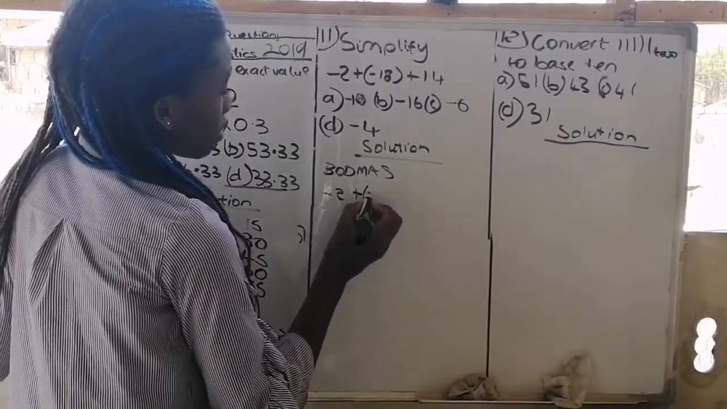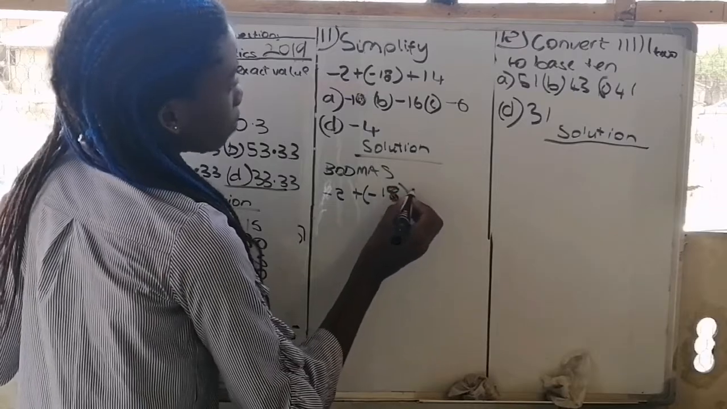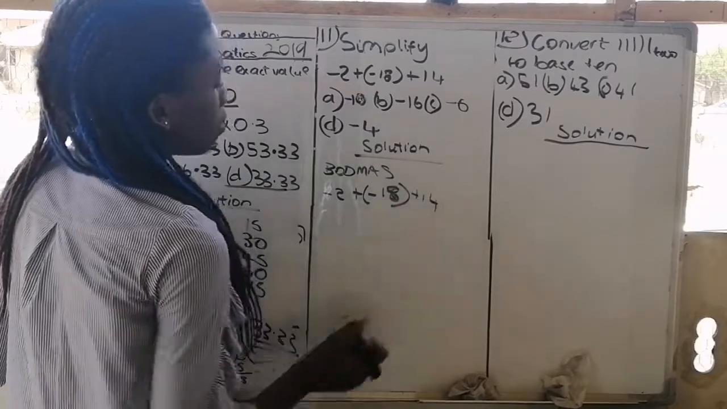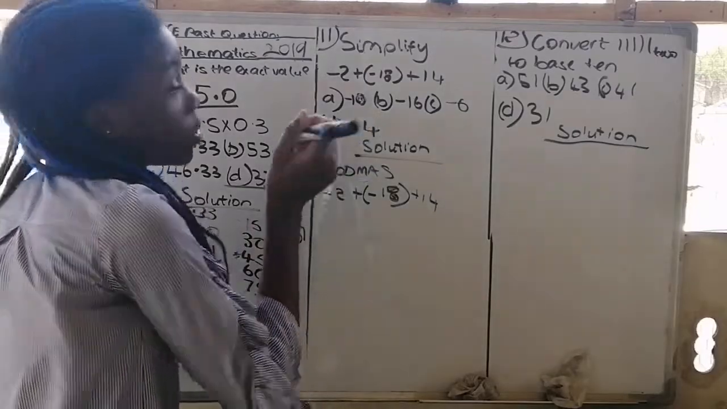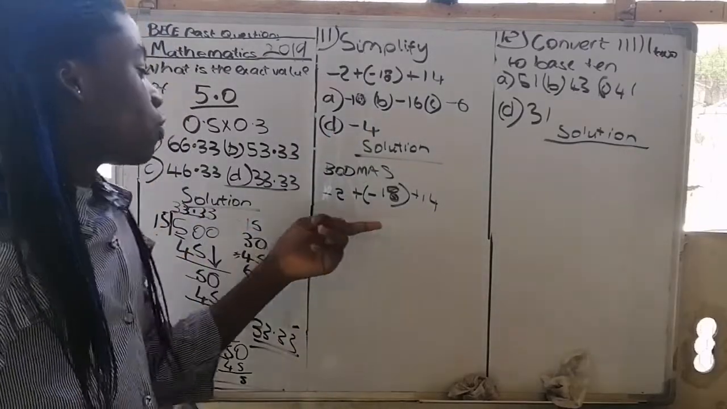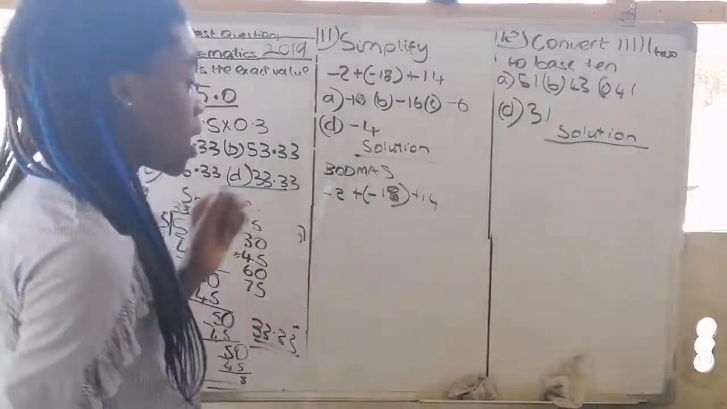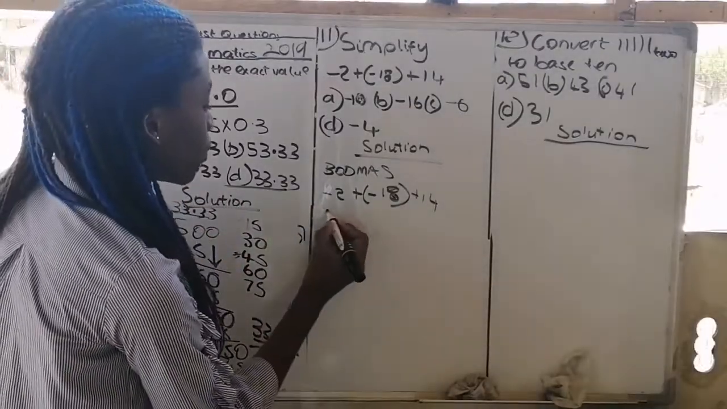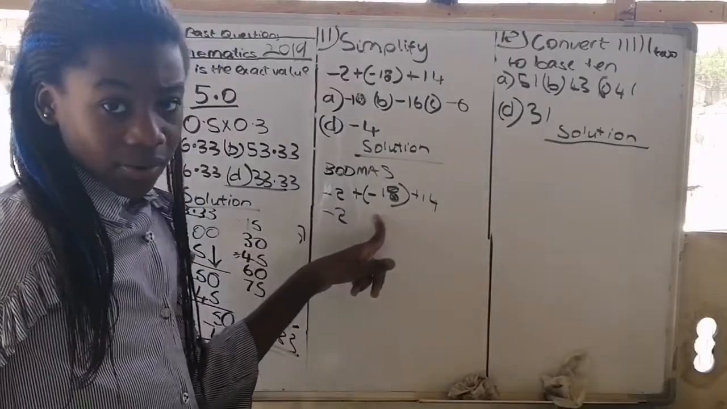-2 plus -18 plus 14. So now let's see brackets of division, multiplication, addition, subtraction. So where is the brackets? Here. So we have to open the brackets, which is this. Now we'll say -2. Now this -18, right?